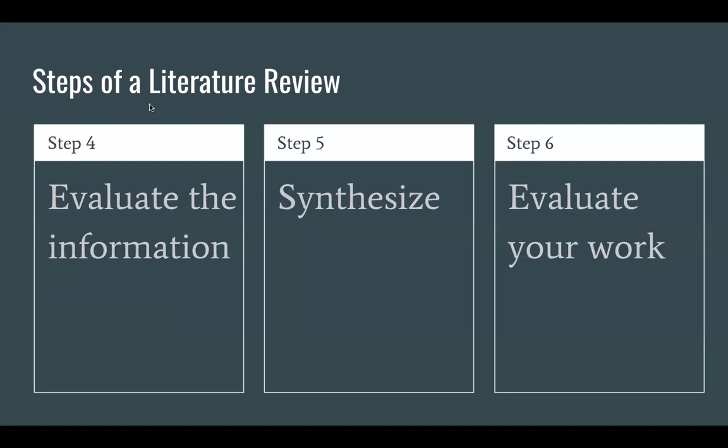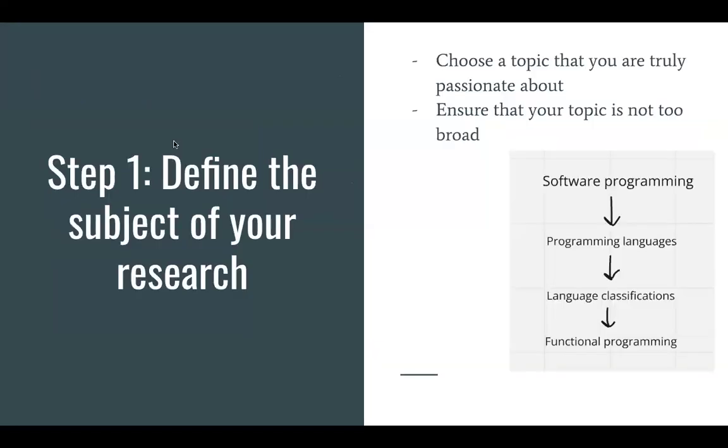And step six, which is the last step, is evaluating and ensuring that your literature review is comprehensive and logical. Now we'll dive into step one, which is defining your research subject. That's the foundation of having a successful literature review. Choosing a topic that you're truly passionate about is key. You need to ensure that you're going to be engaged and not get bored when you're actually performing the research. But just being passionate about it isn't enough, because your topic must also be manageable in scope.